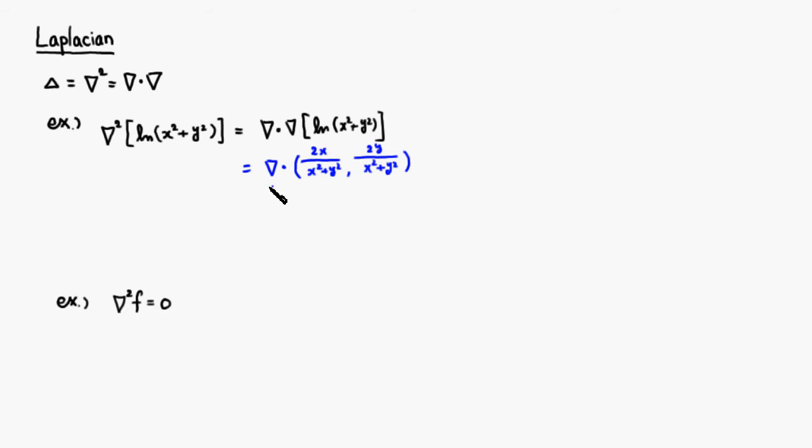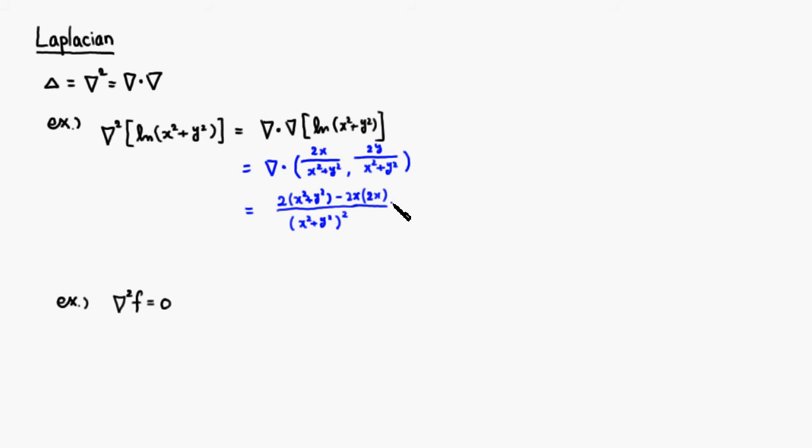Then we take the divergence. The partial of this with respect to x, using the quotient rule, is the bottom squared, x squared plus y squared, all squared, on the bottom. On top, the derivative of the top, 2, times the bottom, x squared plus y squared, minus the top, 2x, times the derivative of the bottom with respect to x, which is 2x.